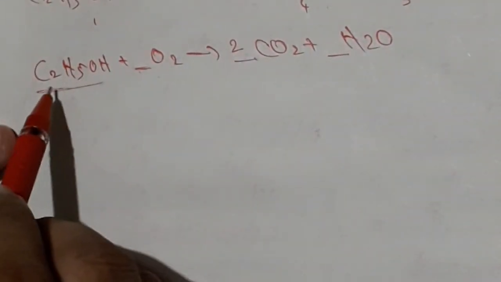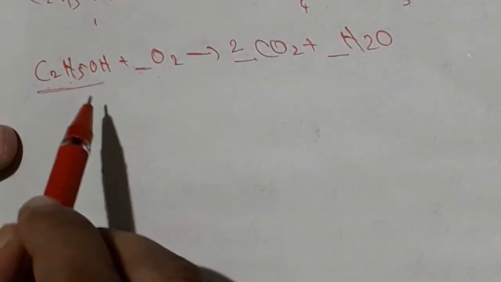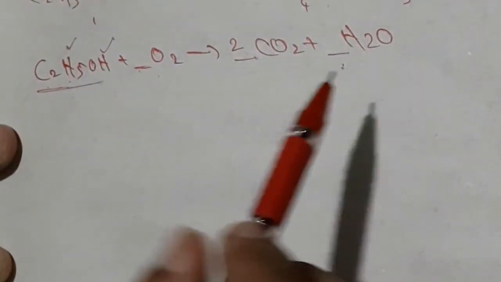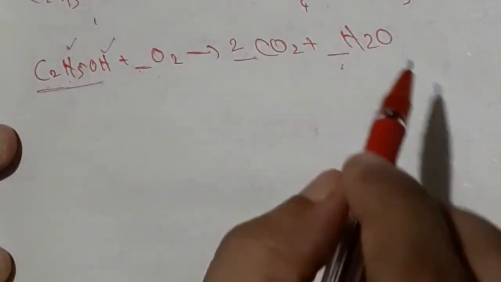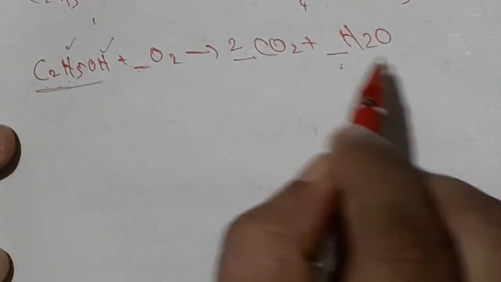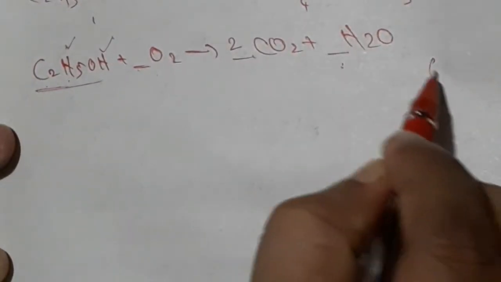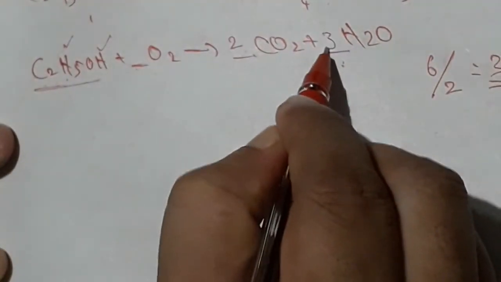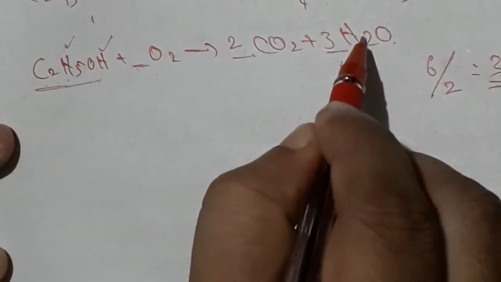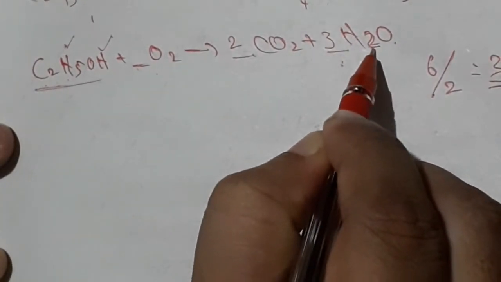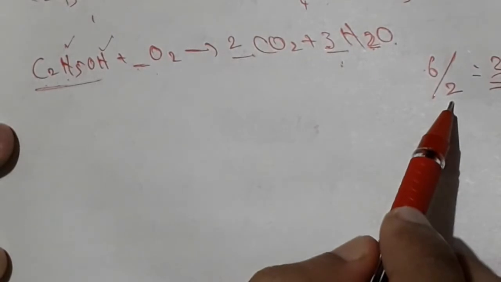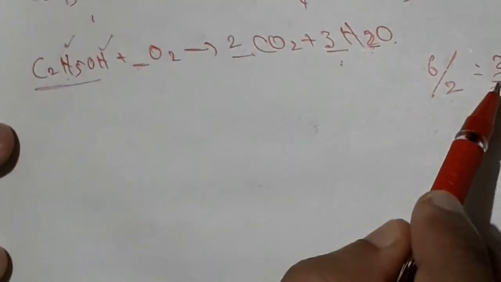And how many hydrogen? C2H5OH: here 5 hydrogen, here 1 hydrogen, total 6 hydrogen. So we need 6 hydrogen on the other side also. So you have to do 6 divided by 2, which is 3. You have to write 3 here. Why 3? Because in H2O there is a 2, so we multiply with this number, 2 times 3, 6. So you just do 6 divided by 2 because of this 2, 3. Clear?